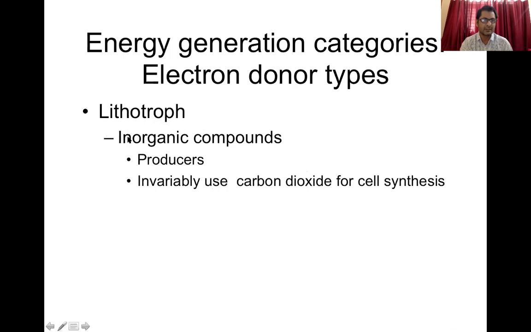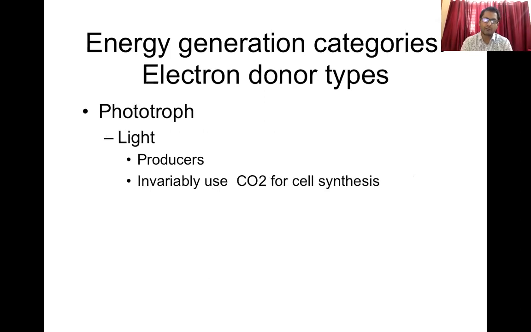Similarly, lithotrophs, these are producers again. We have read about them, and they use inorganic compounds as well as CO2 for the cell synthesis. So inorganic compounds and CO2 for energy generation and cell synthesis. Third are phototrophs. They use light for energy and CO2 for the cell synthesis.